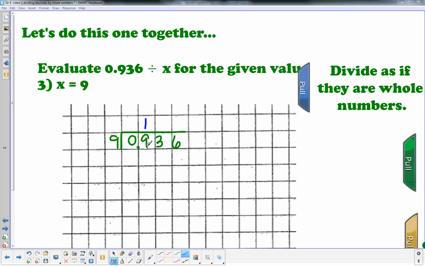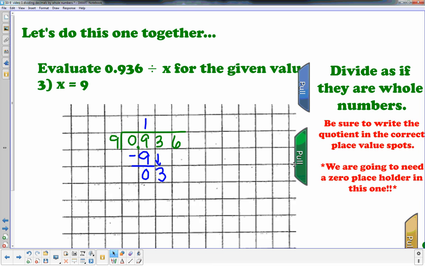So we start with 9 divided by 9, which is 1. We subtract and get a 0. Bring down a 3. Now, 3 divided by 9, well, that's going to be 0. 1 times 9 is 9, so 3 divided by 9, that's going to be 0. 0 times 9 is 0. Subtract, we bring down our 6. 36 divided by 9 gives me 4.